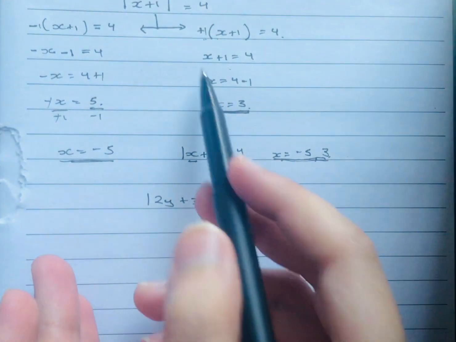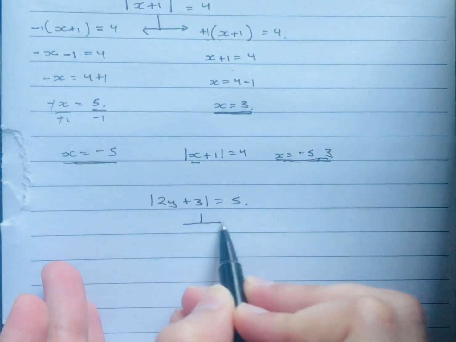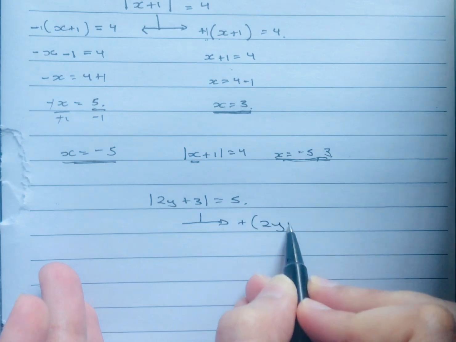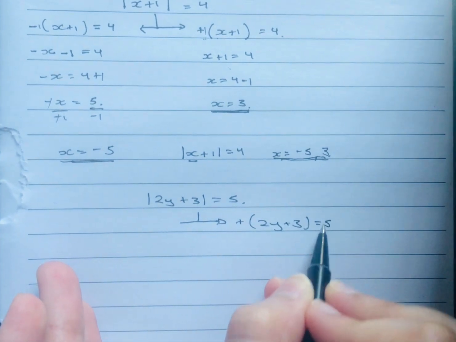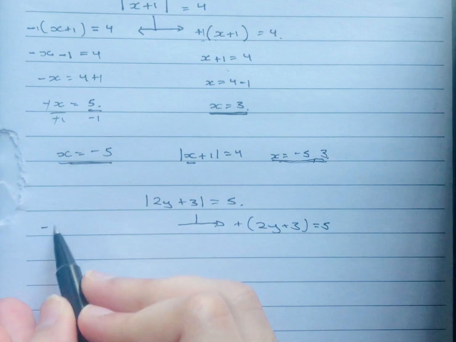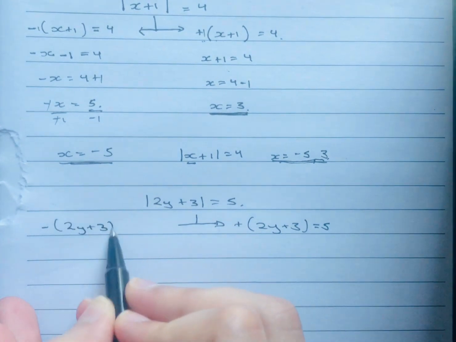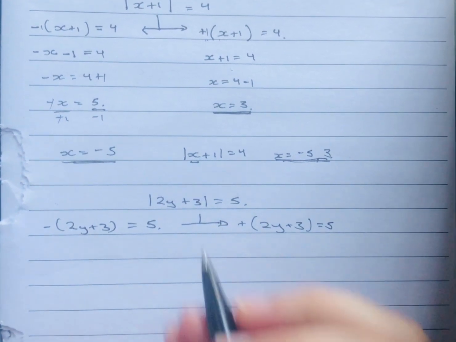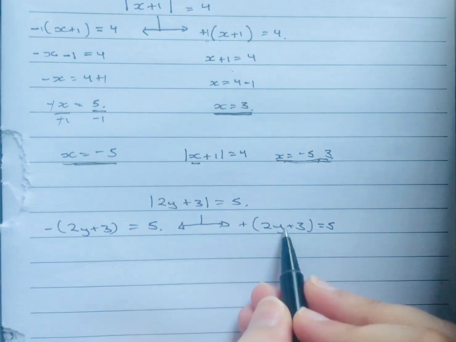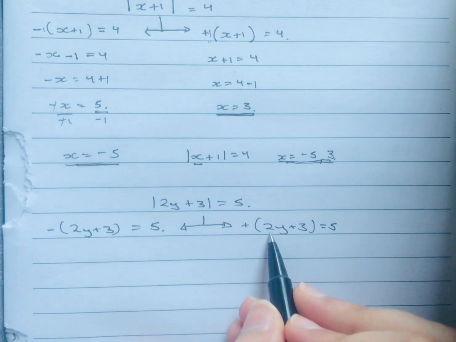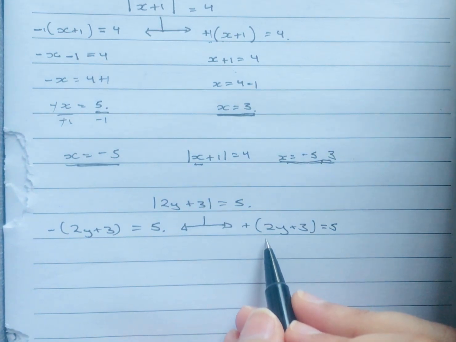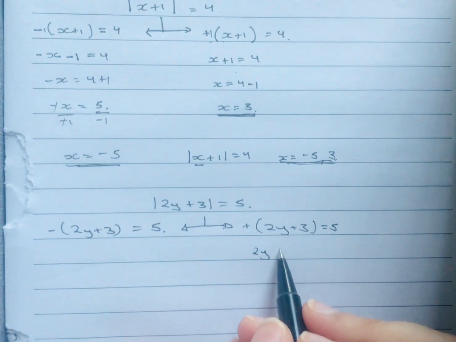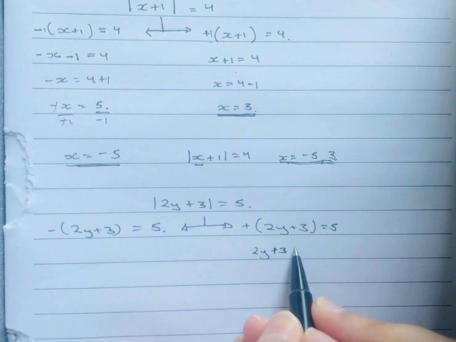What are you going to do first? You split the equation. The first one is whereby this is all positive, and the second one is whereby this is negative. So negative 2y plus 3 is equal to 5. And then you start solving one by one. Let's start with this one. You distribute, you're going to get positive 1 multiplied by 2y is equal to positive 2y. Positive 1 multiplied by positive 3 is plus 3 is equal to 5.